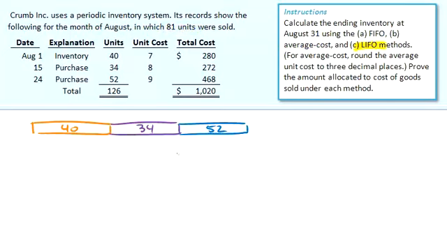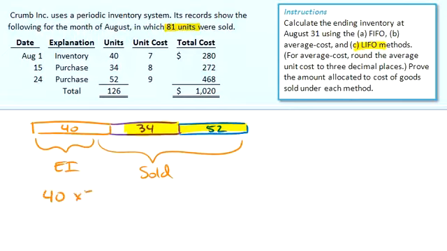Finally, under the LIFO method, the newest purchases in our inventory are going to be the first ones to be sold, and the oldest inventory will make up our ending inventory. So if Crum sells 81 units, that means our most recent purchase of 52 units will be sold, along with 29 units from our second to last purchase. So our ending inventory will include 40 units at $7 a piece, or $280, plus 5 units at $8 a piece from our oldest purchase, or $40, for a total of $320.